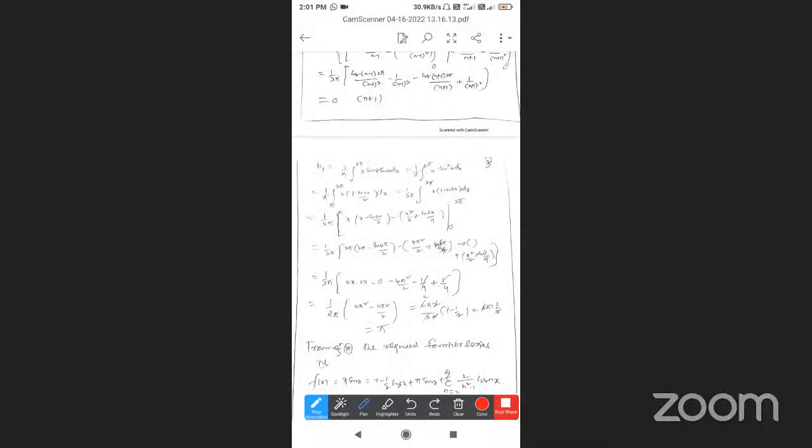4 pi square minus 4 pi square by 2. 4 pi square is common. 1 minus 1 by 2. 2 pi into 1 by 2. 2 to cancel is pi.